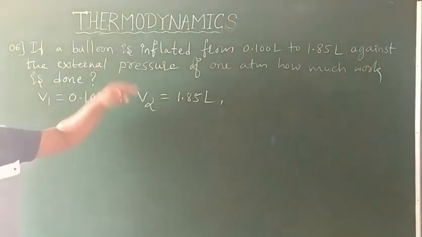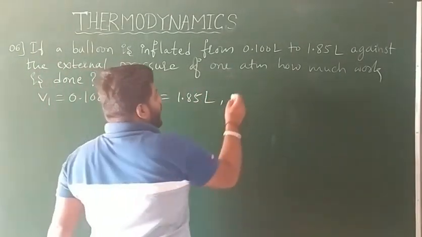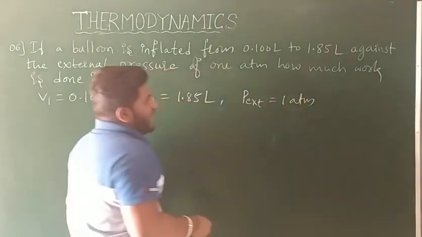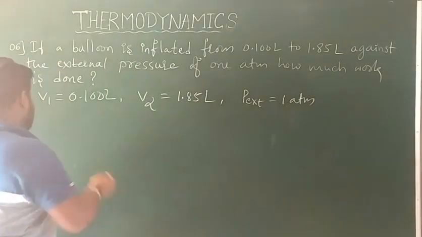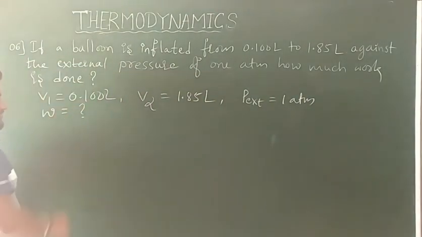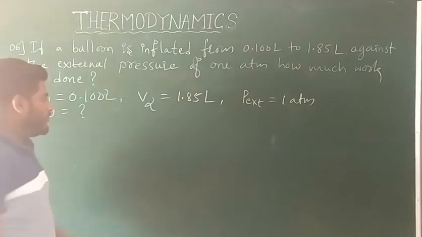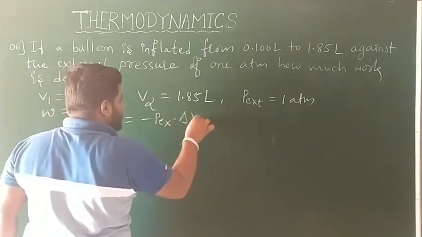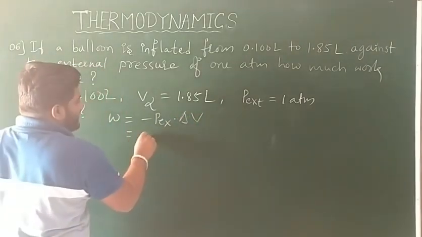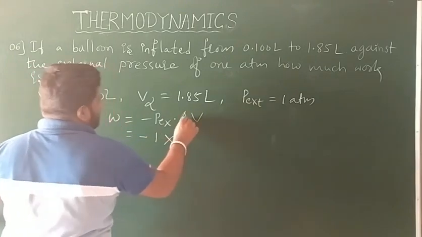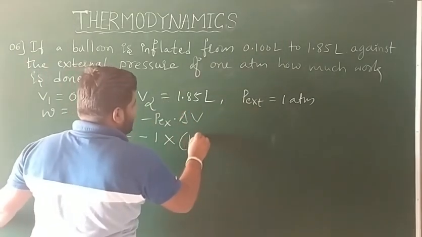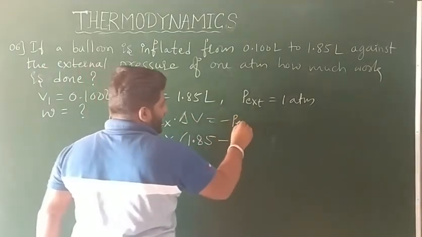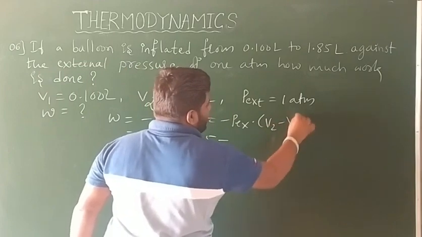Next, the external pressure. How much pressure are we applying there? P external is 1 atm, given. And work done you have to calculate, so work done W is equal to question mark. You know what is the formula for W? W is equal to minus P external into del V, nothing but change in volume. Minus P external, 1, into del V. You have to see there, 1.85 minus, final minus initial. Nothing but minus P external into V2 minus V1.